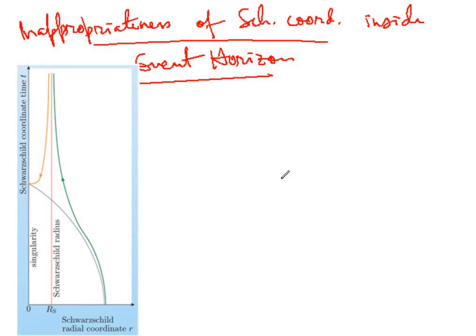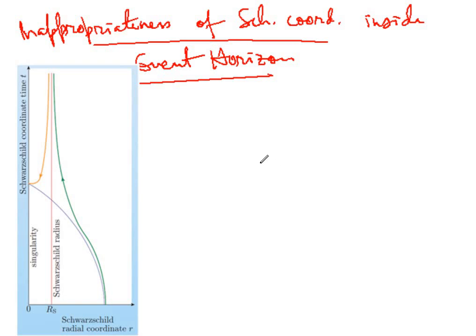So let me now talk about the last part. After talking so much about this Schwarzschild metric, you must have guessed that there is something wrong going on near the Schwarzschild radius when viewed in terms of these Schwarzschild coordinates. So we are now going to highlight this point, the inappropriateness of the Schwarzschild coordinates inside the event horizon.